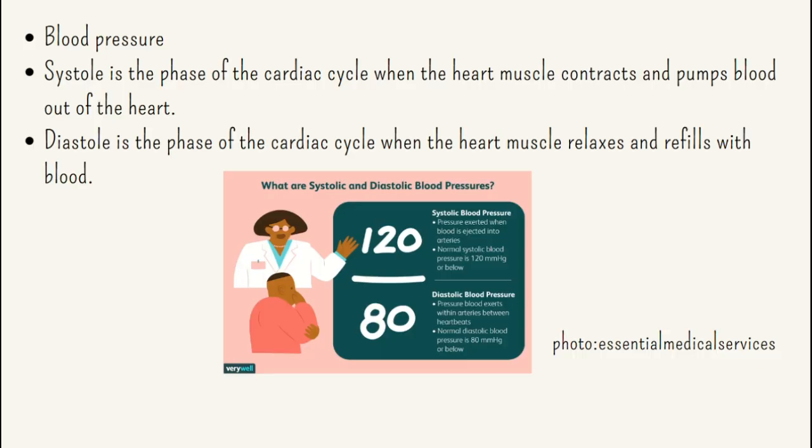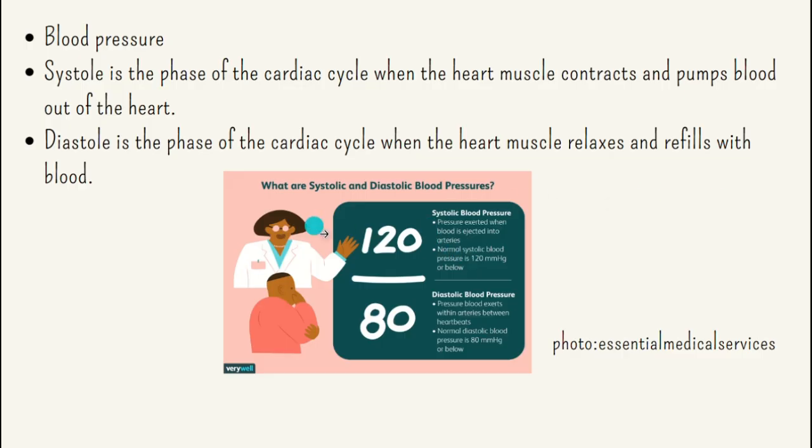Alright, so now with blood pressure, basically we know that high blood pressure is hypertension, right? So we're going to be talking about how they measure blood pressure. So you have the systole value and you have the diastole value. The systole is the phase of the cardiac cycle when the heart contracts and pumps blood out of the heart, right? So that is that aspect. Then the diastole is the phase of the cardiac cycle when the heart relaxes and refills with blood.